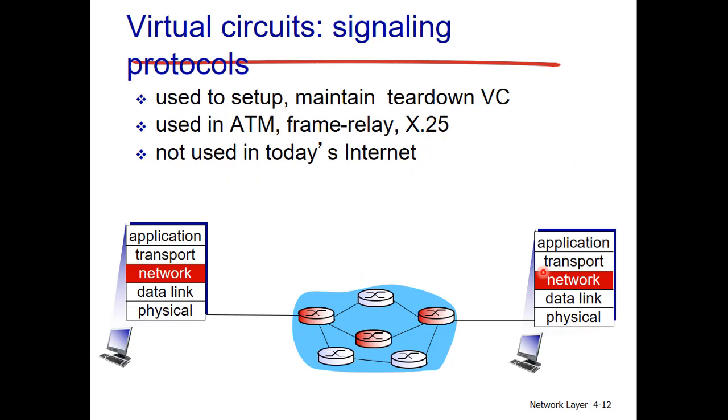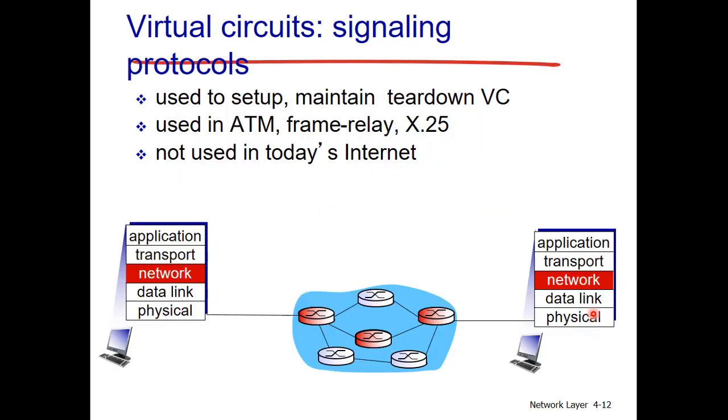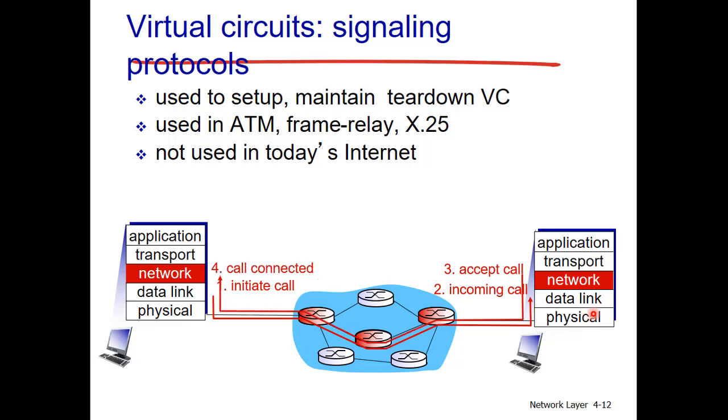Virtual circuit signaling: how is it going to identify which incoming virtual circuit number it uses? We already talked about that. You need to establish a connection. So initially you initiate a call, an incoming call, and then the end host replies to that with an accept call, and when the call is established, it exchanges the data. During the establishment of a call, they identify the virtual circuit number on each link that they can use. It is used in ATM, Frame Relay, and X.25, but not in today's internet.